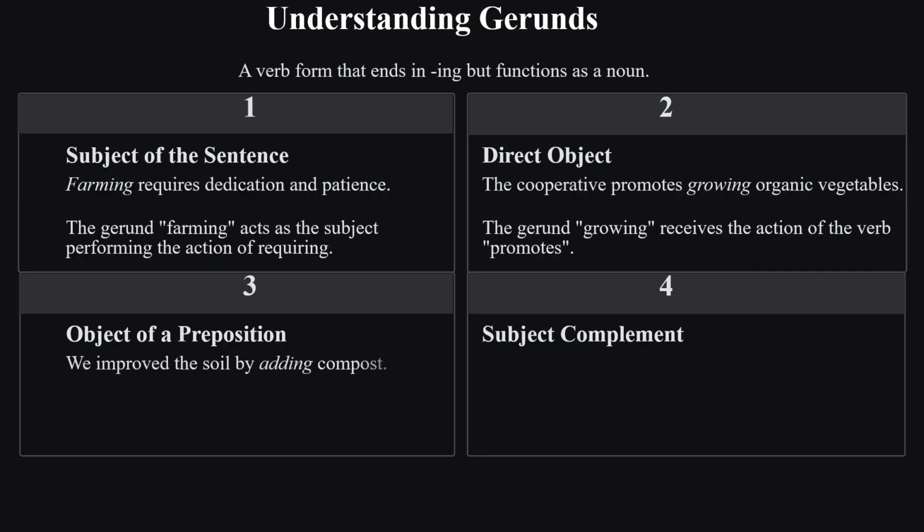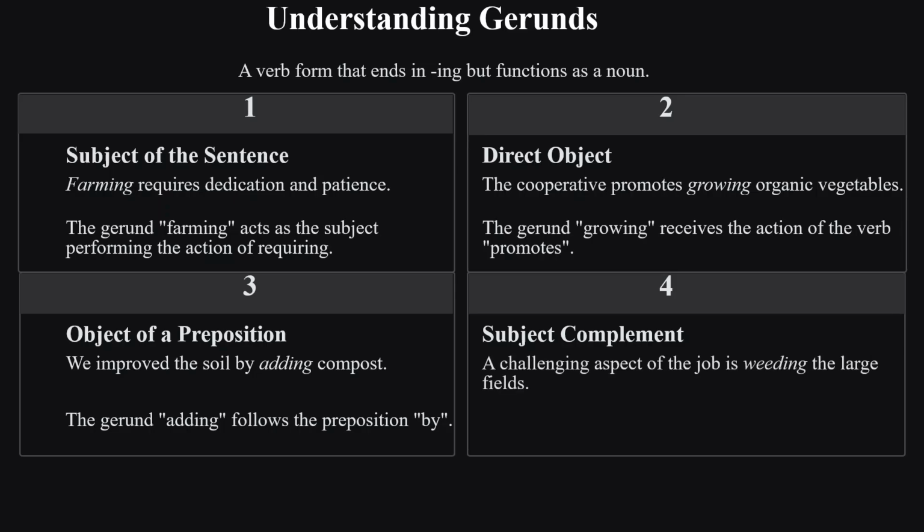Gerund as the object of a preposition. In the sentence, we improved the soil by adding compost. Adding is the object of the preposition by. Gerund as subject complement. Look at the sentence, a challenging aspect of the job is weeding the large fields. Here, weeding renames the subject and acts as a complement to the subject. So, remember, ing word acting as a noun? That's a gerund.